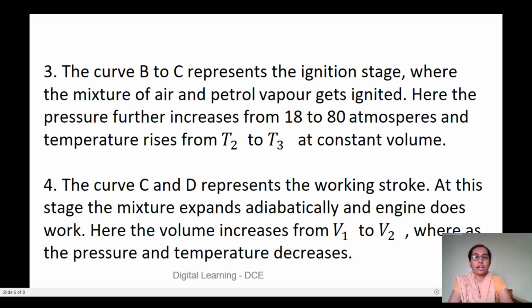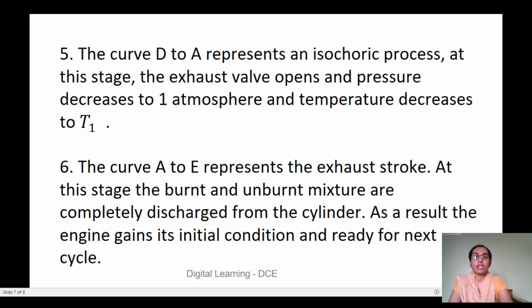The curve C to D represents the working stroke. At this stage, the mixture expands adiabatically and the engine does work. Here the volume increases from V1 to V2, whereas the pressure and temperature decrease. Further, the curve D to A represents an isochoric process. At this stage, the exhaust valve opens and pressure decreases to 1 atmosphere and temperature decreases to T1.